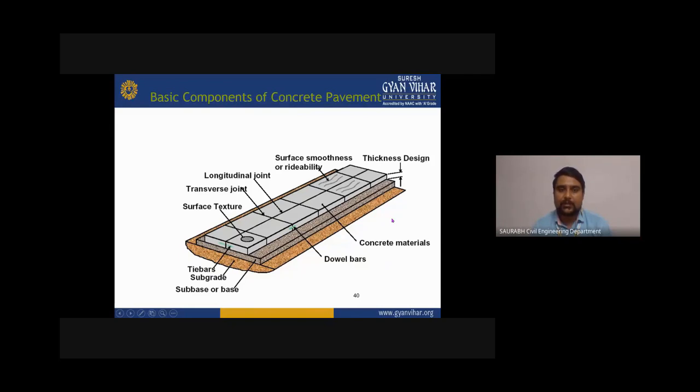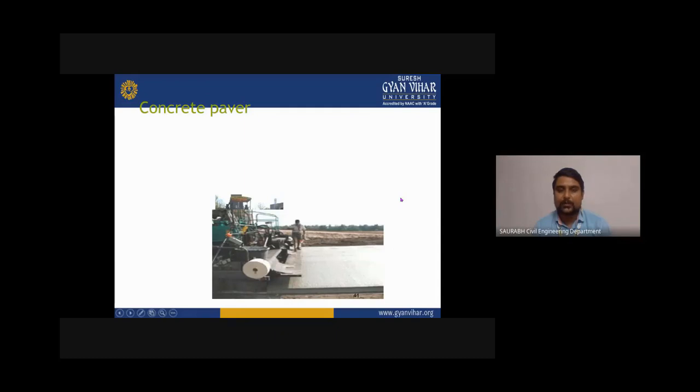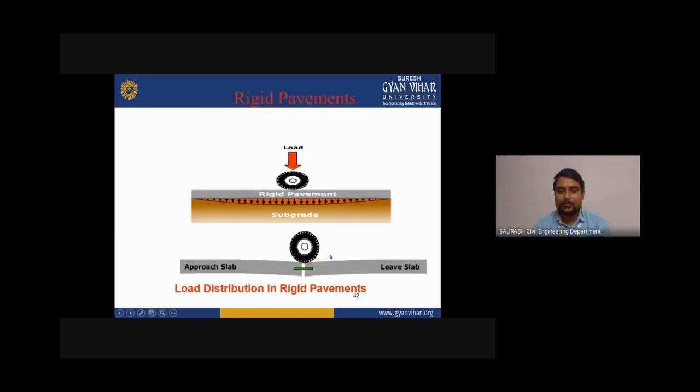Now we will see the basic components of the concrete pavement. The dowel bar is also here. This is the kind of reinforcement which we use during the construction of a rigid pavement. This is your longitudinal joint. This is your transverse joint. This is your surface texture, surface smoothness, ride quality, and thickness of design, as you can see here. This is your concrete paver, which is making the rigid pavement. This machine is used for the construction of rigid pavement.